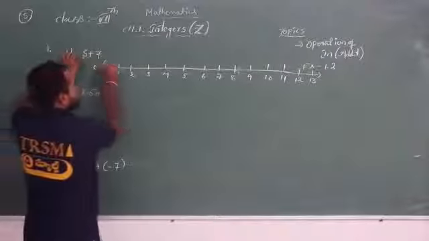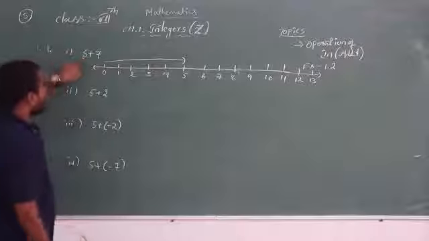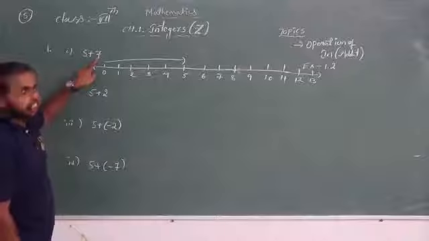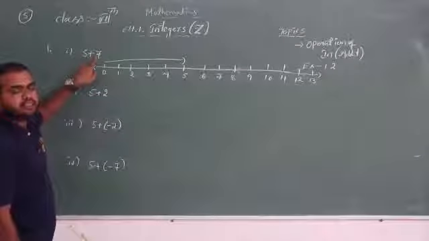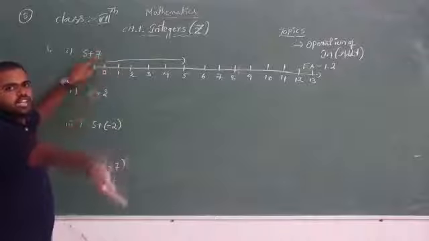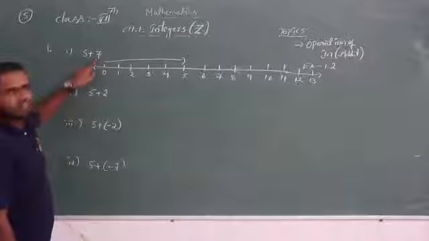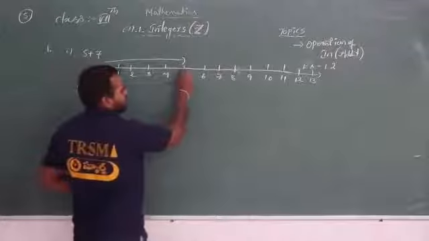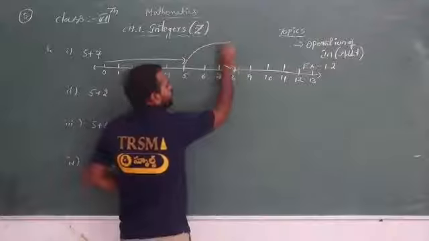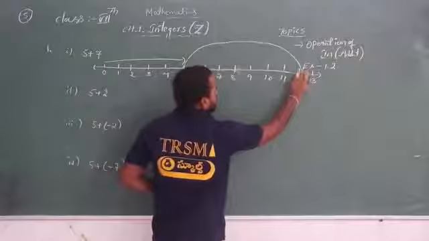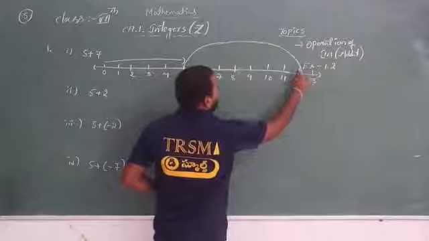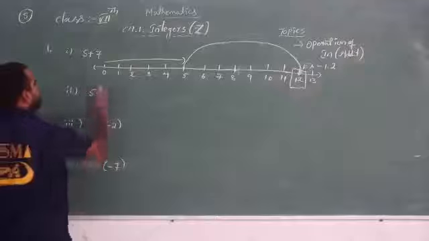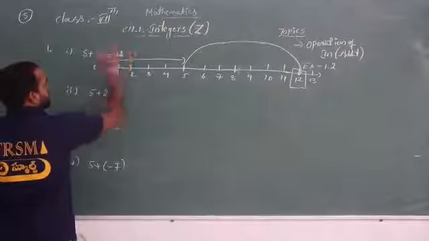5. So where is the 5? Here it is. Then which number do we have? Plus 7. So we are adding a positive integer. Which direction do we move on the number line? We move to the right side. How many places? 7 places. So 1, 2, 3, 4, 5, 6, 7. Where do we land? At 12. So 5 plus 7 is nothing but 12.